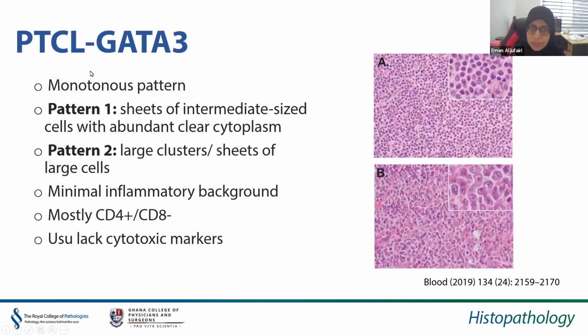On morphological level, these are usually the monotonous T-cell lymphomas. So they are either intermediate or large in size, but it's monotonous. You don't see any mixed inflammatory background as you see in the picture. More or less, you just see sheets and sheets of either medium or large atypical lymphocytes. You don't see much of inflammatory background. And most of them behave like T follicular helper cells. So they are CD4 positive, CD8 negative, and they don't have cytotoxic markers.